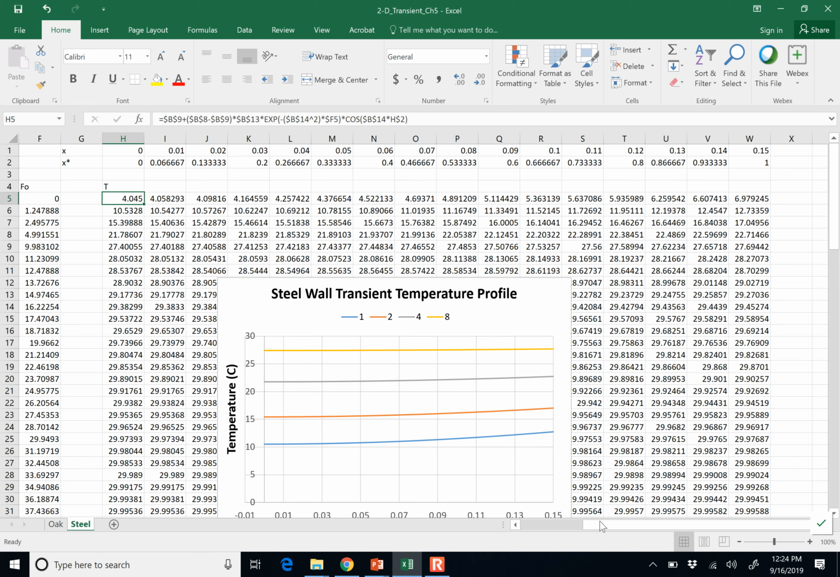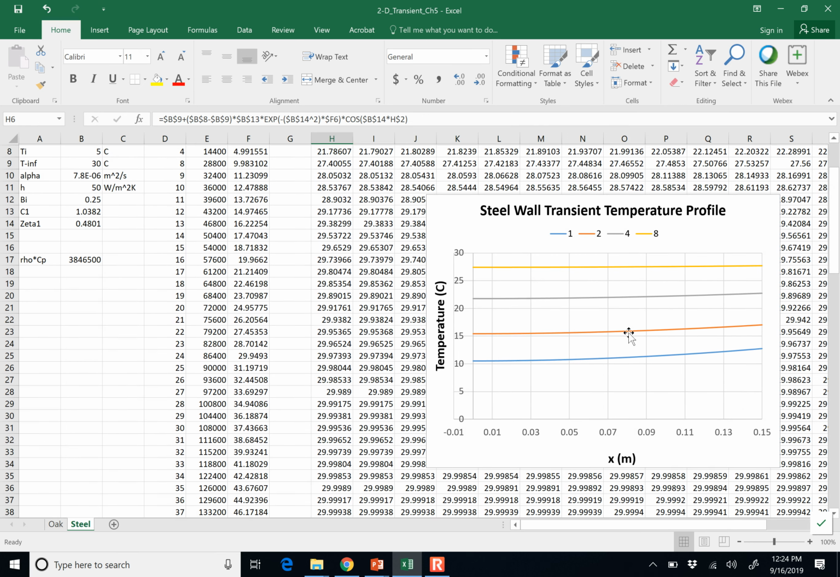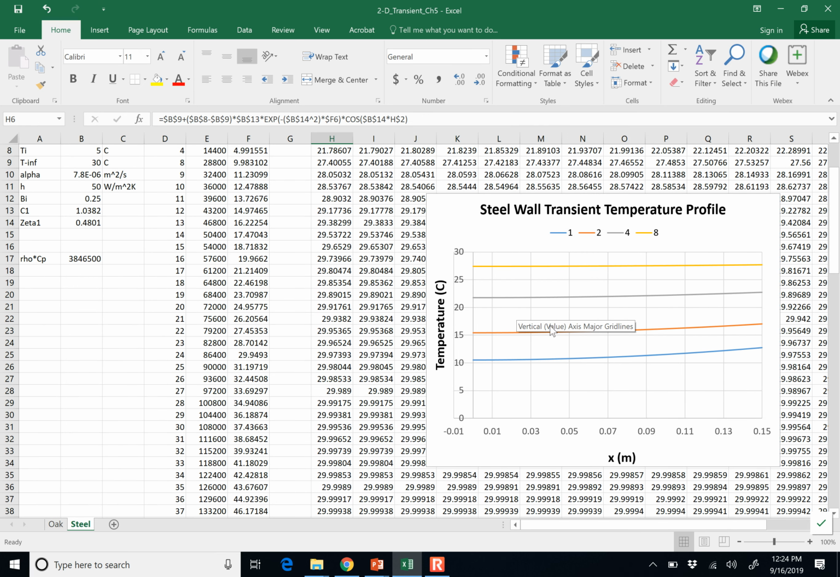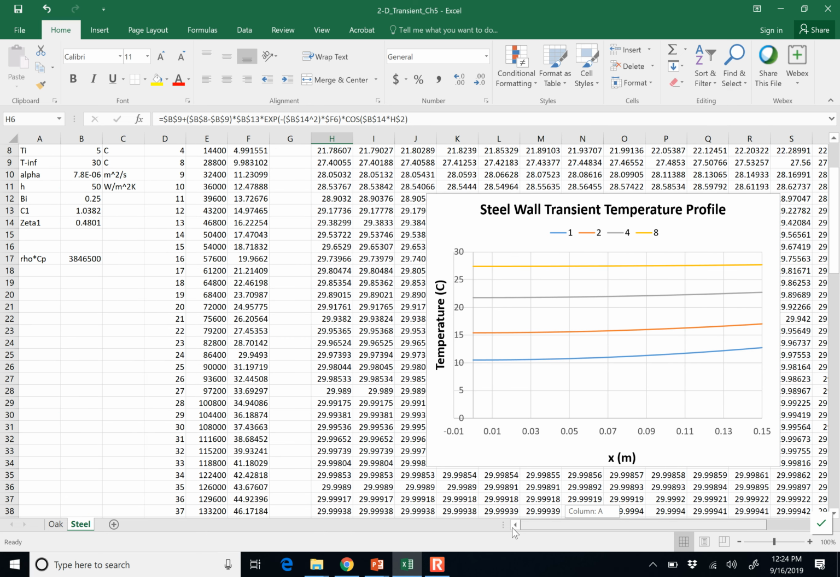So now we can plug all those equations in. This is basically that one-term approximation, just in Excel form. You can see it references our dimensionless distance, our dimensionless time, and the C1 and zeta, and it also references our initial temperature and our ambient temperature. And then this is me just plotting certain lines through the steel wall. We started out at 5 degrees C. Yeah, our initial temperature is 5 degrees C.